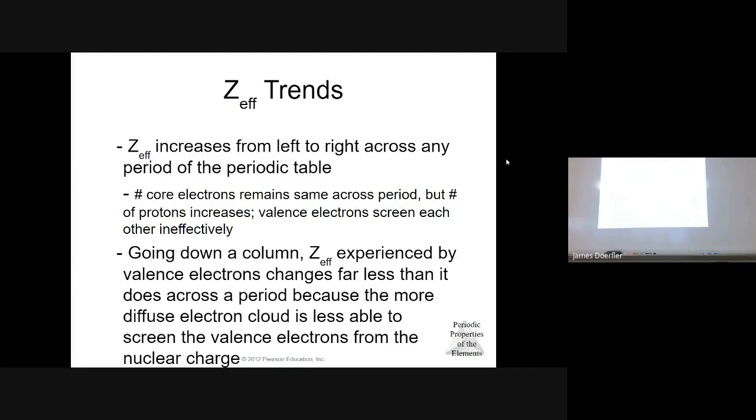So, first trend is effective nuclear charge, or Zeff. It increases from left to right across any period of the periodic table. As we go from the left side all the way to the right side, we're going to have an increase. I'm going to explain why after I read it. The reason Zeff increases left to right is because the number of core electrons remains the same across a period, but as you go left to right, the number of protons increases.